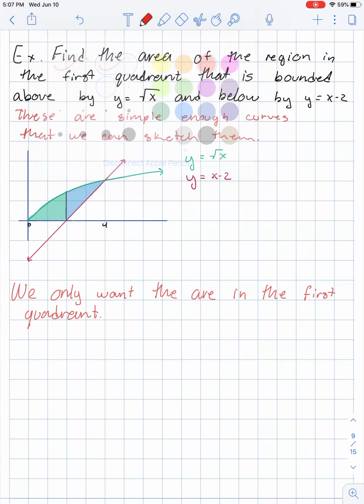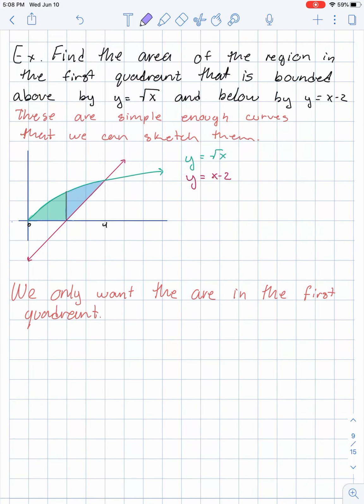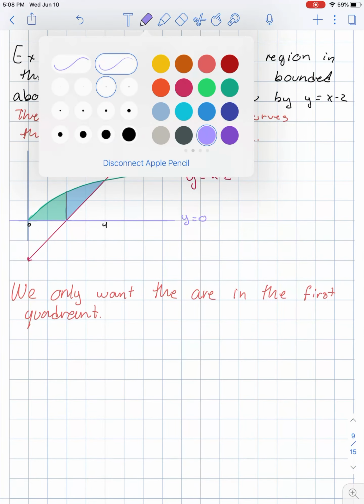I'm not gonna make that red. What have I not used? Teal. Purple. So I have this invisible other line, which is y equals 0, right? Or is that x equals 0? It's the x-axis. Yeah, it's when y equals 0.